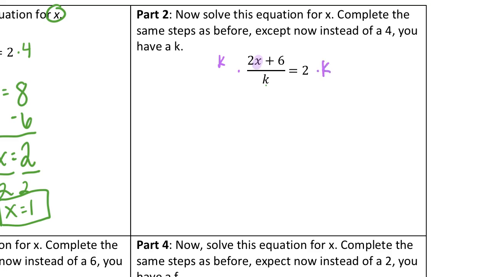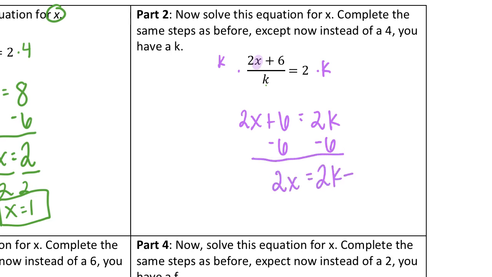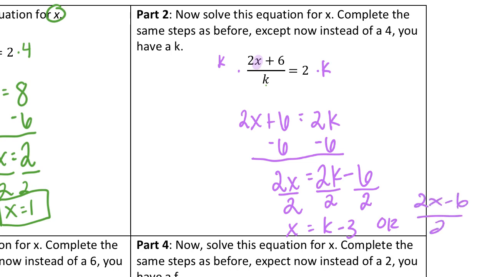We're going to multiply by k. The k's will cancel out on the left, so we're left with 2x plus 6 equals 2 times k, which is just 2k. Just like before, we'd subtract 6. We get 2x equals 2k minus 6, and then we would divide by 2. So we get x equals k minus 3. Or another way to write that is 2k minus 6 all over 2, or x equals k minus 3.